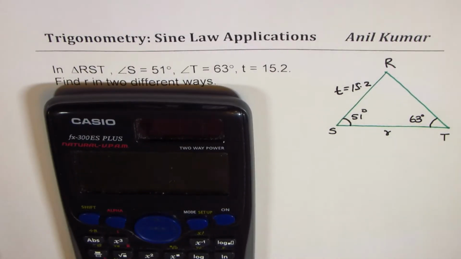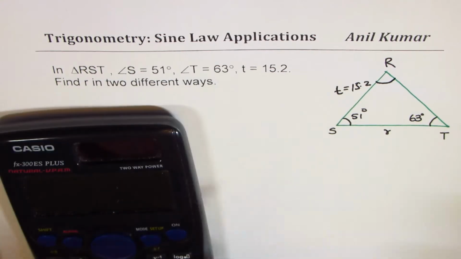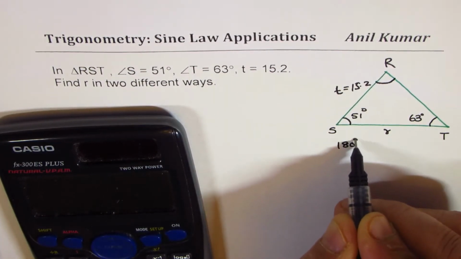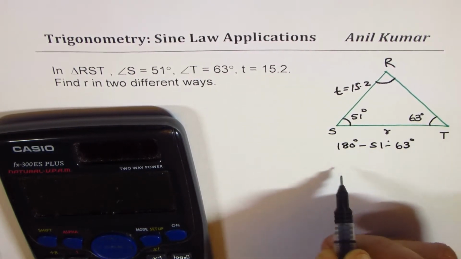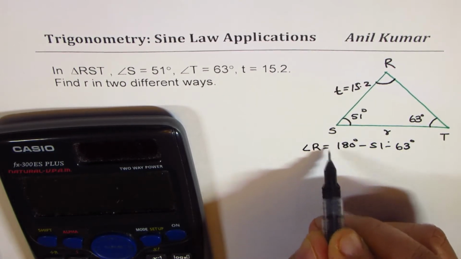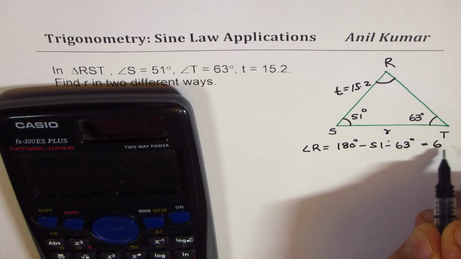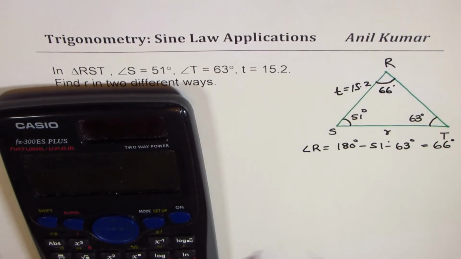Let us first apply sine law. We can find the third angle, 180 minus 51 and 63. So 180 degrees, take away 51, take away 63 degrees is equal to angle R. So angle R is equal to that much. 180 minus 51 minus 63 gives us 66 degrees. So this is 66 degrees.